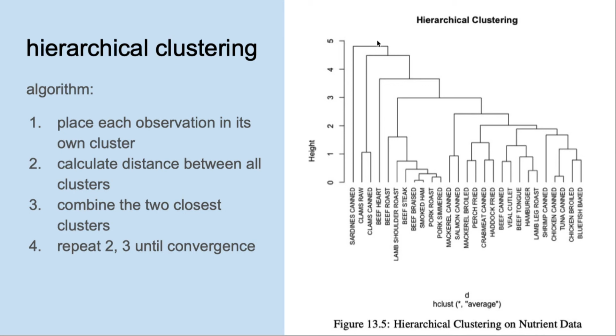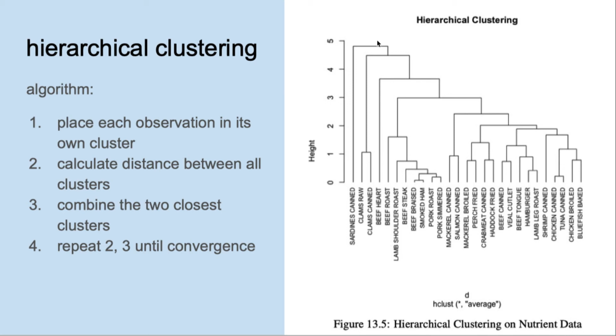Single linkage is the shortest distance between any 2 points in the clusters, and that tends to create elongated clusters. Complete linkage is the longest distance. That tends to create more compact clusters, but it's sensitive to outliers. The average linkage just uses average distances.